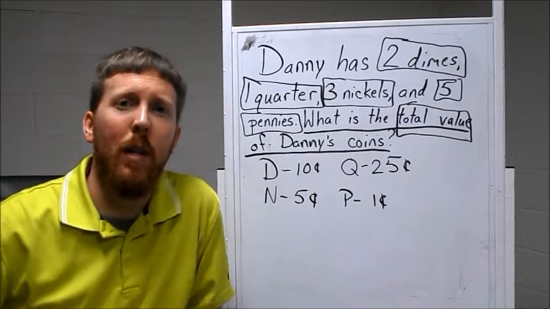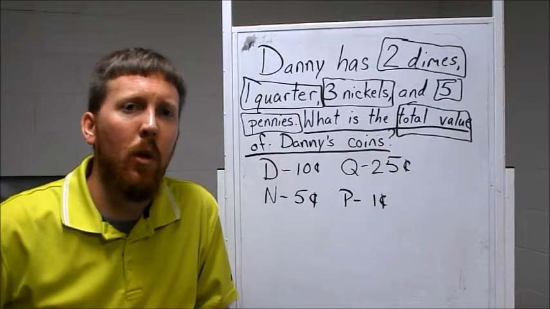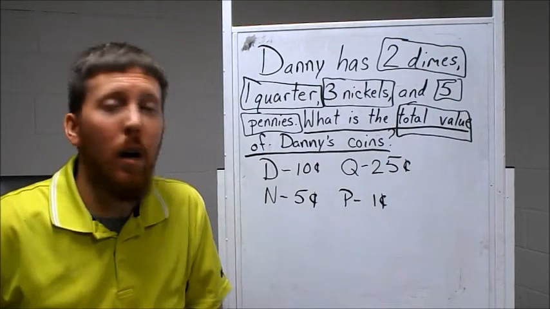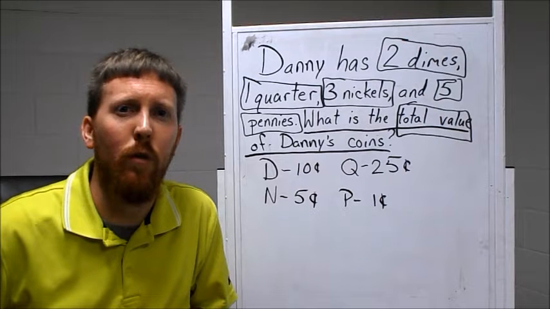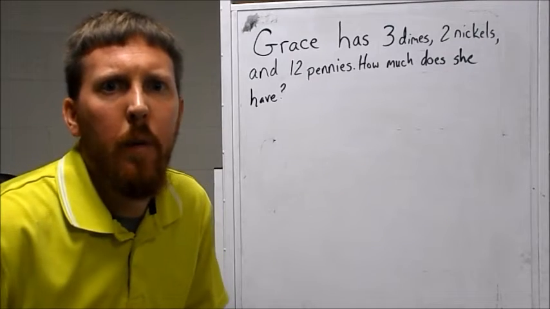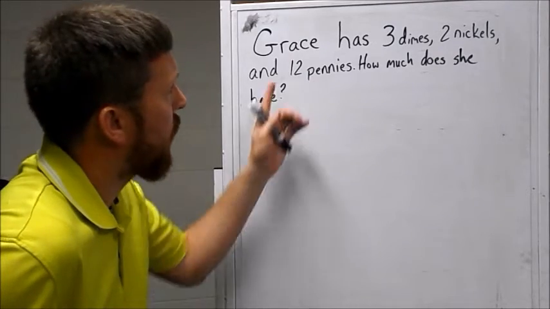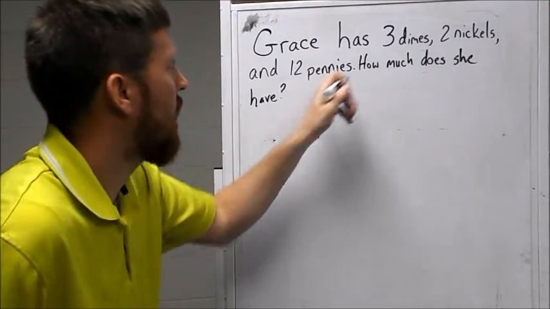Again, you can find your application problem in a Google Form. And then I am going to go over a problem here on my whiteboard, and you'll have 2 problems to solve on Google Forms there. And then don't forget, iReady Math, 20 minutes. This is the word problem that I'm going to solve. Grace has 3 dimes, 2 nickels, and 12 pennies. How much does she have?